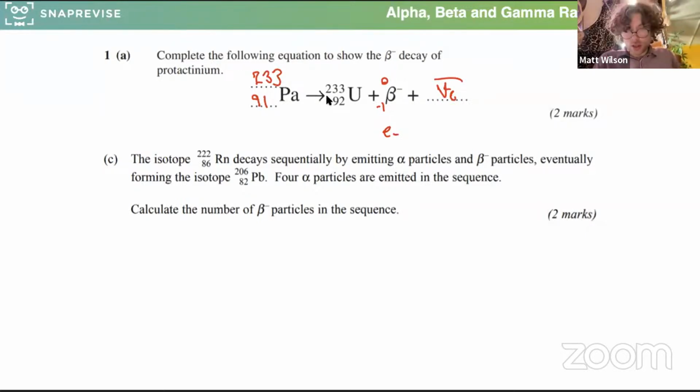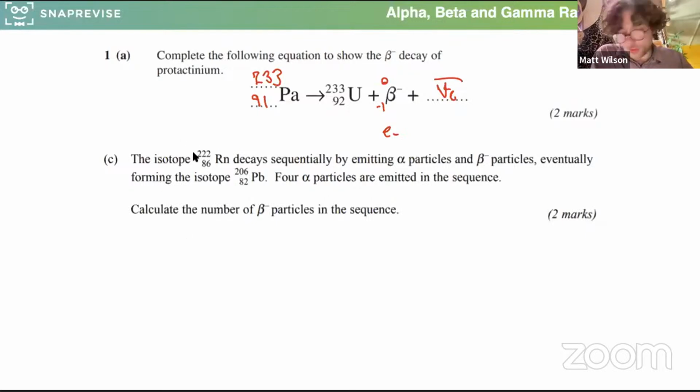Good. Finally, this question here, the isotope Rn, I guess that's radon. The isotope Rn-222 (86) decays sequentially by emitting alpha particles and beta minus particles, eventually forming the isotope lead-206 (82). Now, 4 alpha particles are emitted in this sequence. Very nice. Calculate the number of beta particles in the sequence.